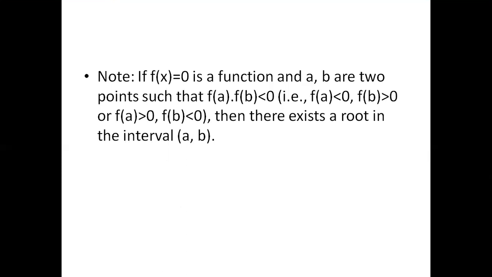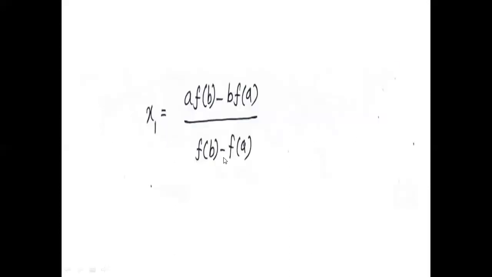So here we are discussing how to find the roots of an algebraic or transcendental equation. If there are 2 points a and b, and if the functional value f of a is less than 0, f of b greater than 0, or vice versa, that means f of a greater than 0, f of b less than 0, then there exists a root in the interval a comma b.